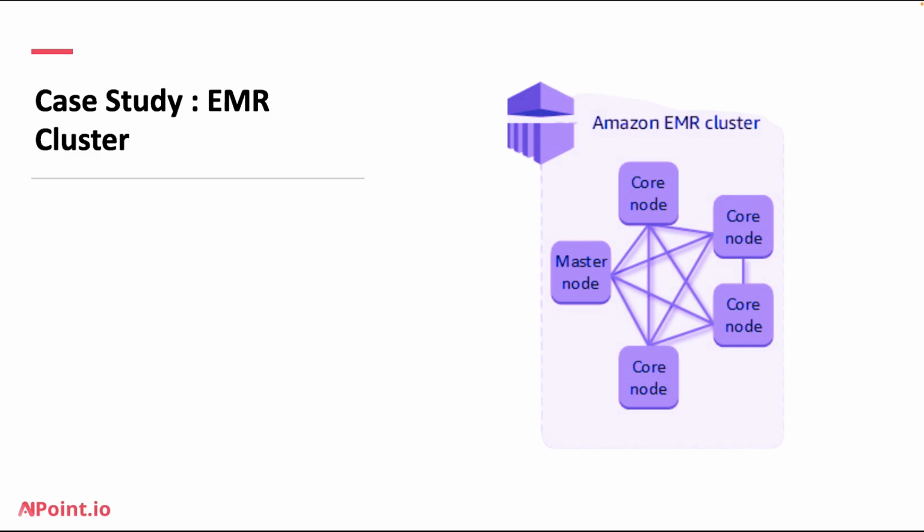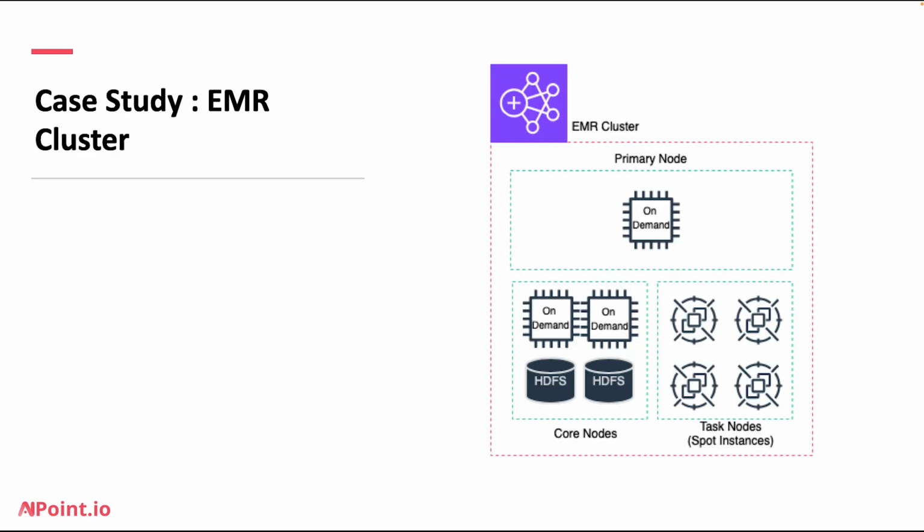In this lecture, we learn about EMR cluster, which is responsible for data processing. The central component of Amazon EMR is the cluster, a collection of Amazon EC2 instances, each known as a node with a specific role within the cluster. There are three node types.